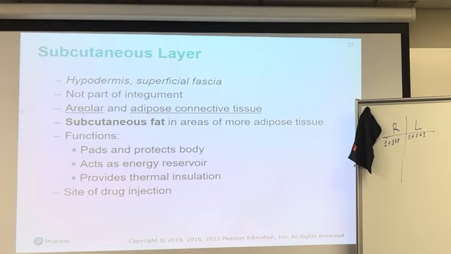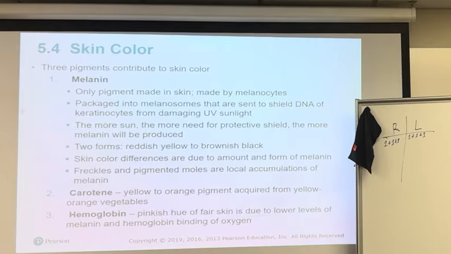Okay, so the subcutaneous layer, hypodermis and superficial fascia, are not part of the integument. However, they have the areolar and adipose connective tissue. So they have the subcutaneous fat in areas of more adipose tissue. What is the function? Pads and protects the body, acts as an energy reservoir, provides thermal insulation, and is a site of drug injection. Now, let's talk about the skin color.